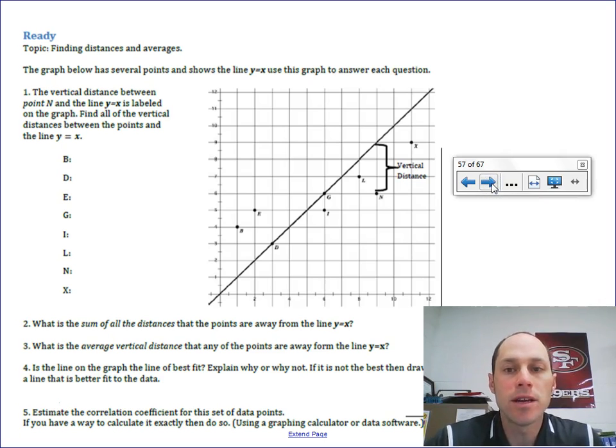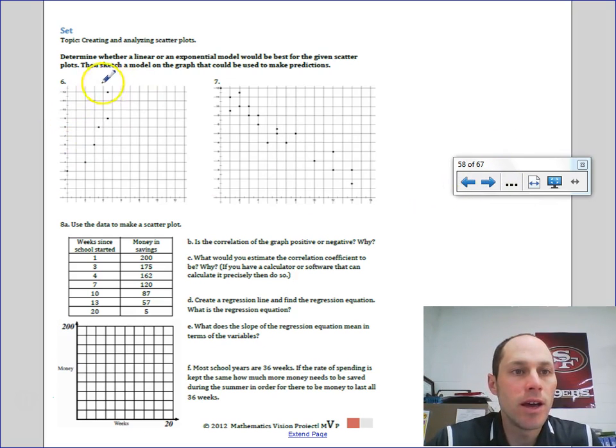Your homework, then, in class, that you'll work on, you're going to be taking a look at the graphs, finding distances, vertical distances, averages, and finding the sum of those distances. You're just finding the vertical distances away from the line. So counting how far away each point is from the line. And then graph, is this a line of best fit? Talking about correlation coefficients. This is going to help us in our next lesson. And then take a look at these scatter plots, determine whether a linear or exponential model would be best. Then sketch that. And then use the tables to create a scatter plot and talk about the regressions and correlations as well.